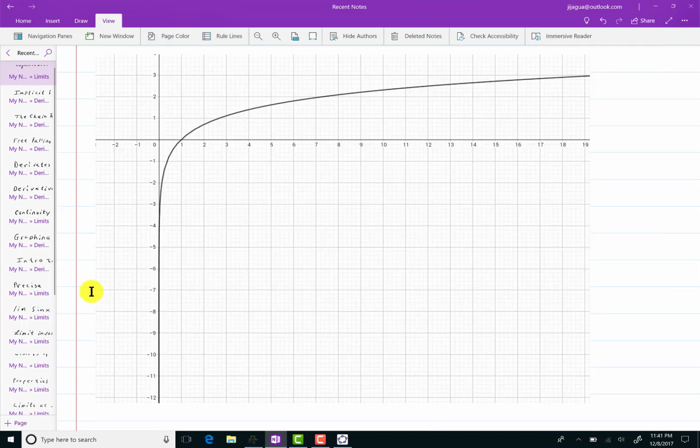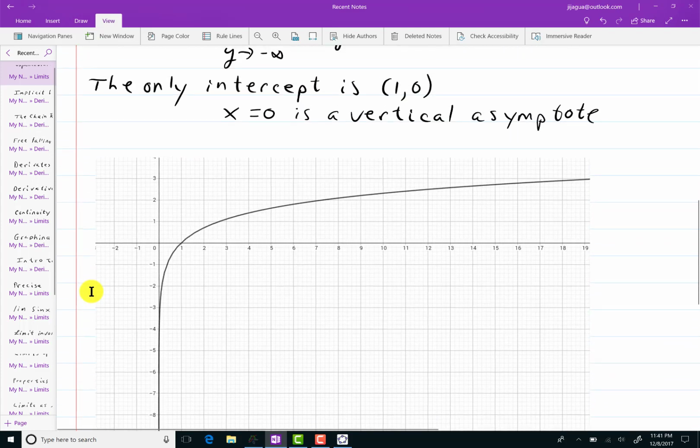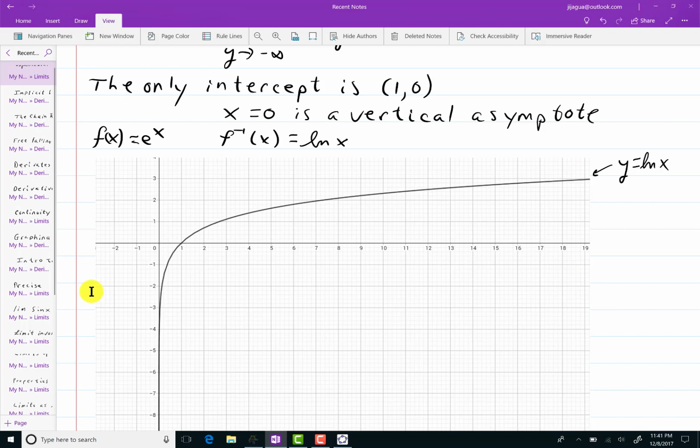Now here I have a graph of the inverse function. You can see that the x-intercept is like I said. This function, you probably know, is referred to as the natural logarithm of x, ln for short.